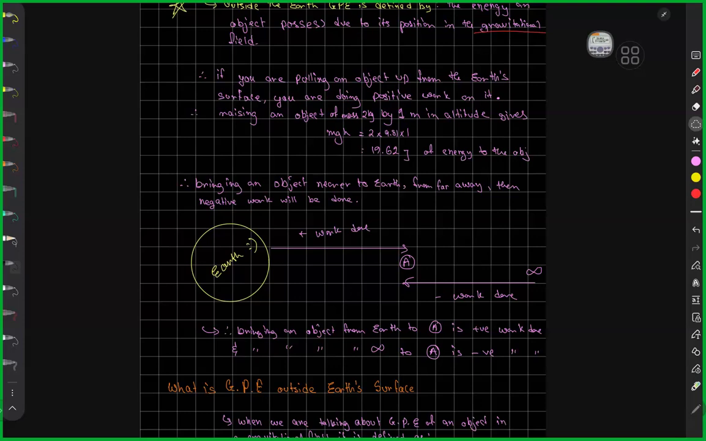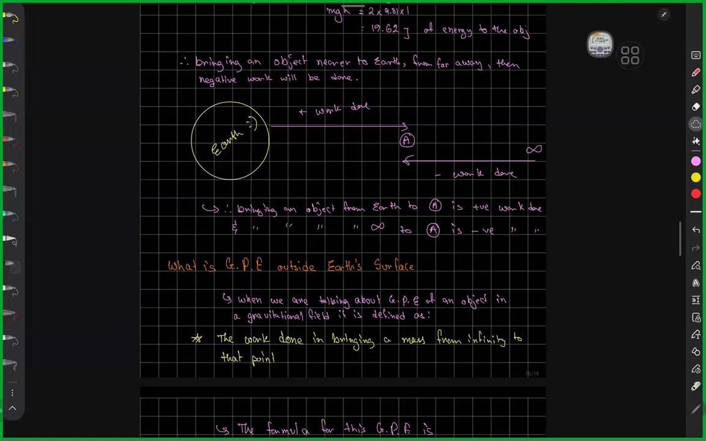Rightfully so, because it challenges an idea that you guys have had from a young age. That is the MGH formula. And since that idea gets challenged, it's hard to understand why GPE is negative. But that's fine. That's completely fine.